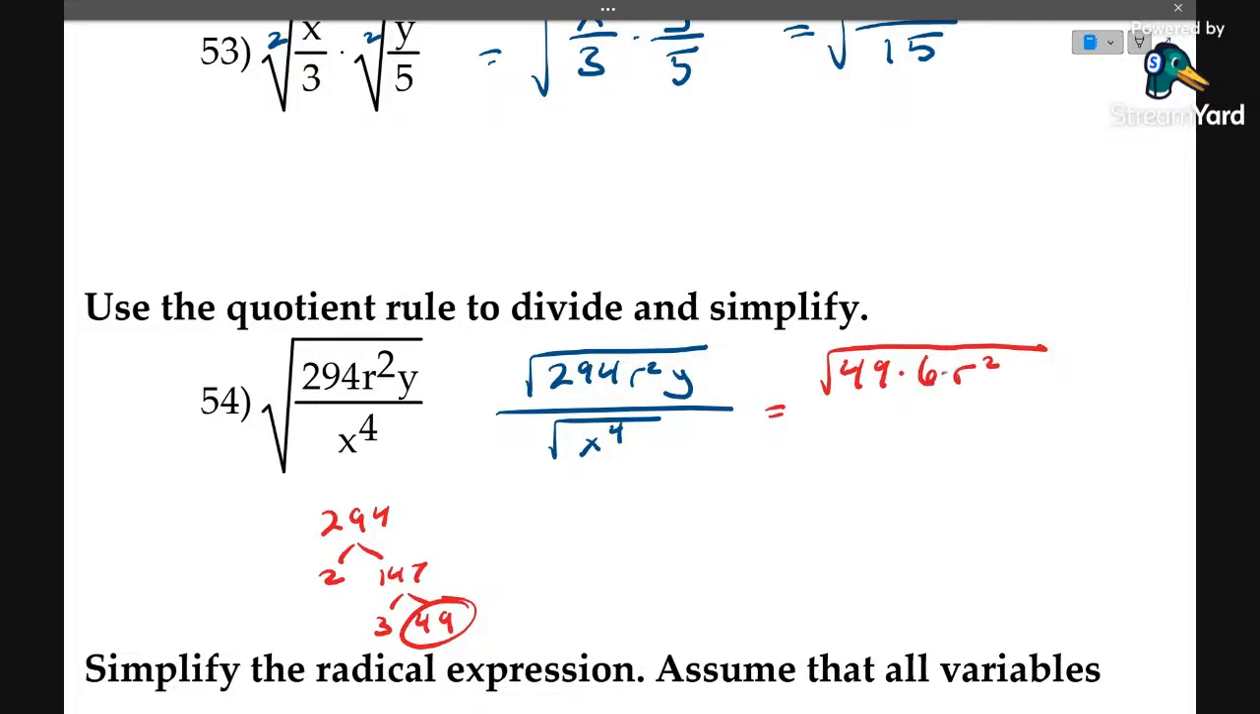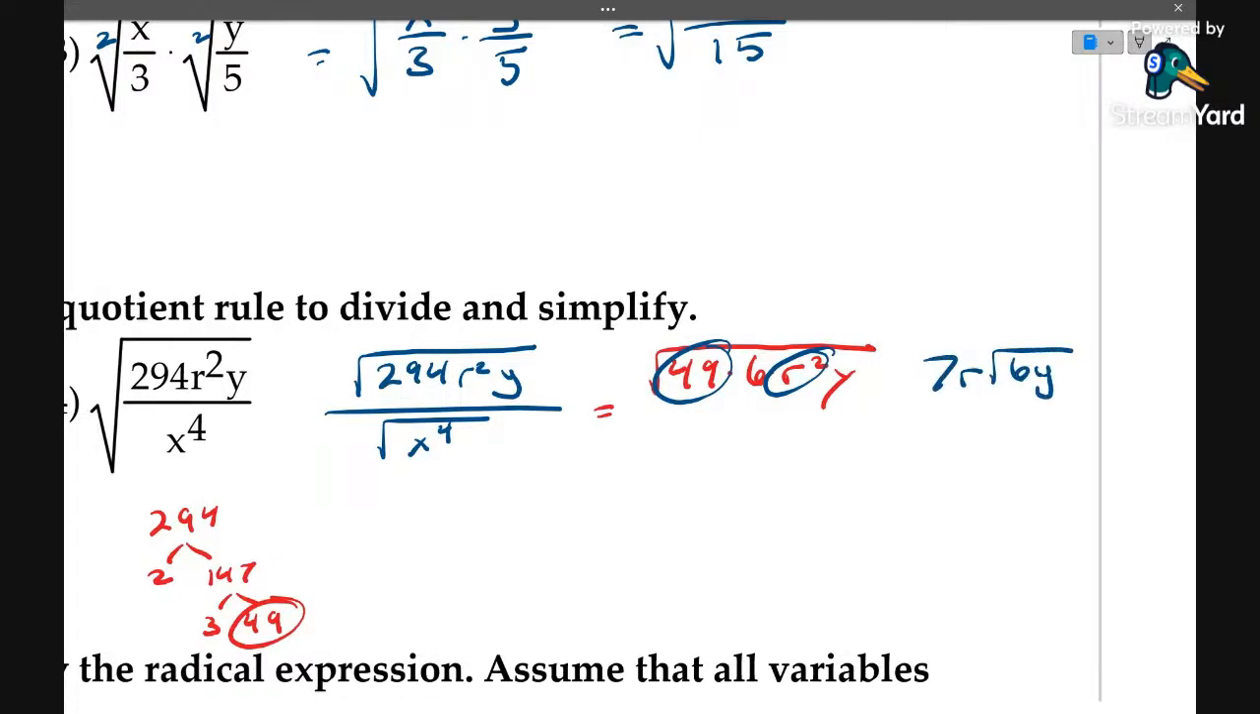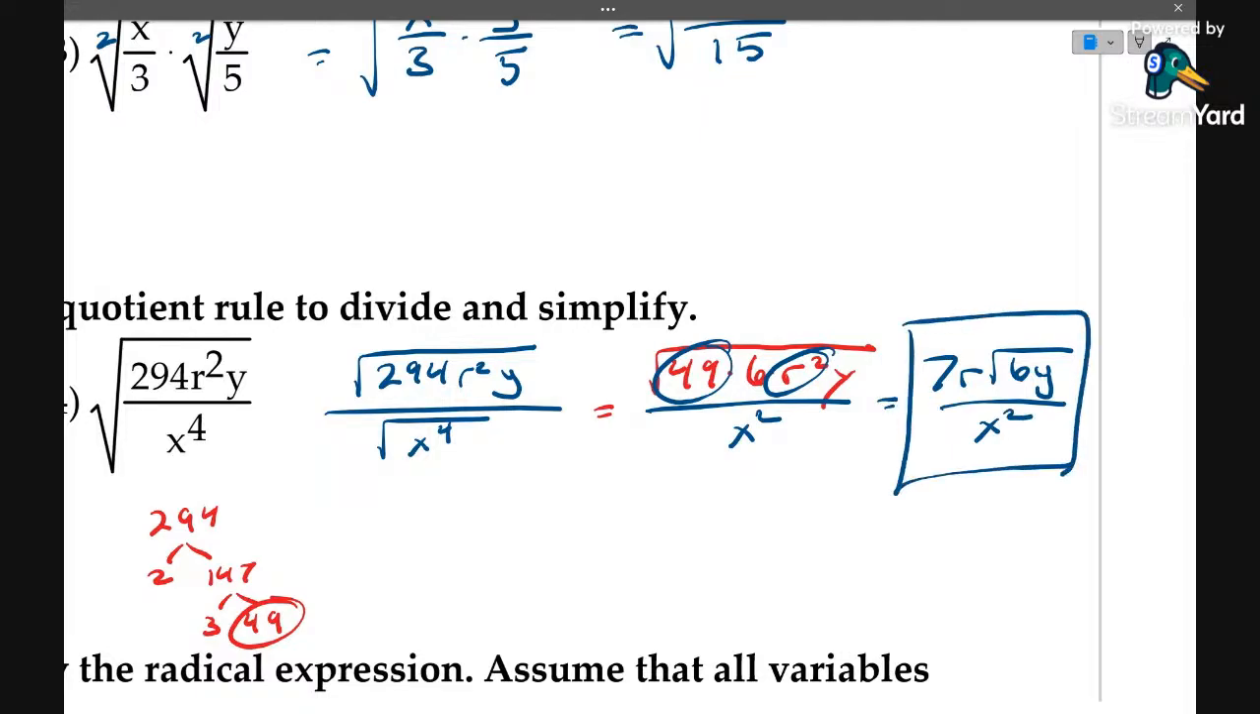And then I have r squared and y. I can take the square root of 49. I can take the square root of r squared. I just can't do anything with the 6 and the y. So those are going to stay inside the radical. So I'm going to have 7r outside of the radical and 6y inside of the radical. And then for our denominator, the square root of x to the fourth is x squared. So we're left with our denominator of x squared.